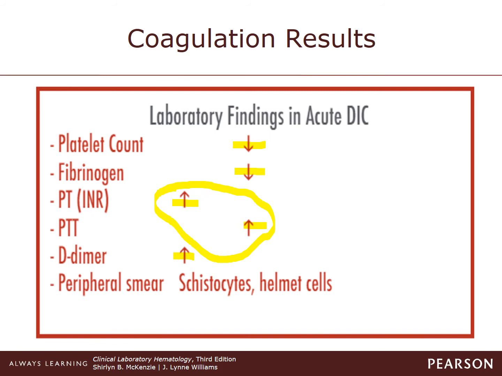We've already discussed the peripheral smear with many schistocytes and helmet cells. And again, the platelet count will be visualized as decreased or severely decreased.